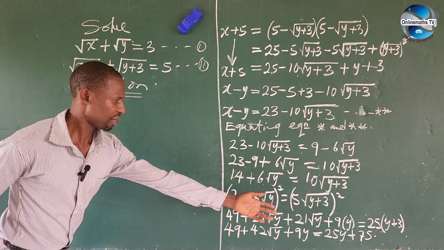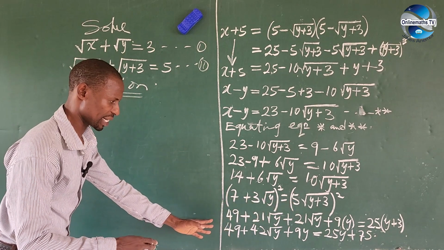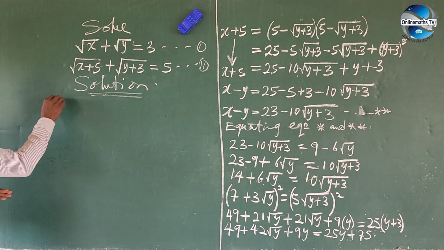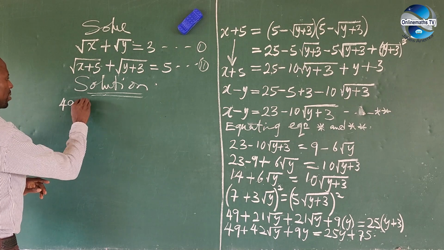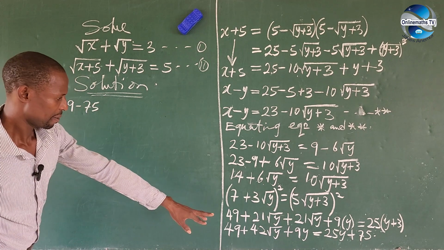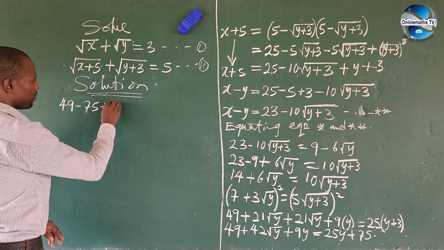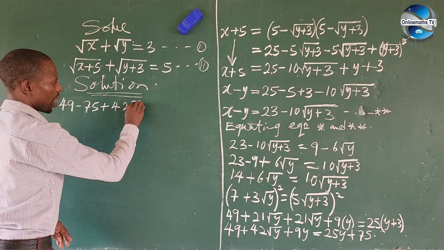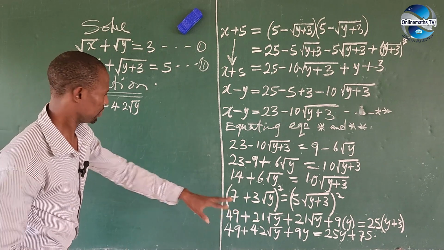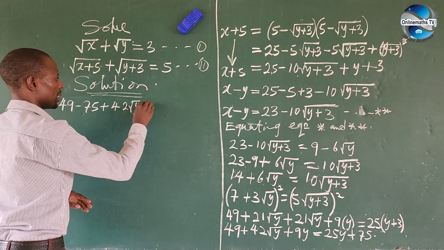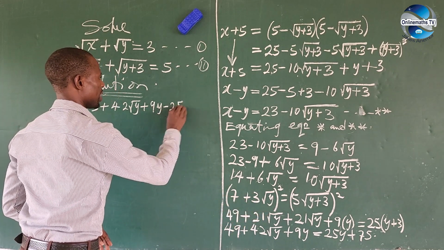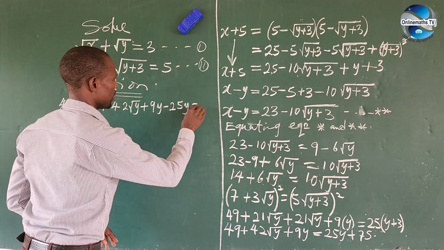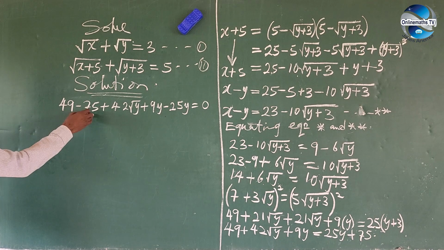All right, so from here, I want to carry all the terms on the right-hand side to the left-hand side. So if we do that, this will give us here 49, okay, which is our constant here, minus 75, okay, then plus our 42 root y. Okay, do we have any other root y? No. Then plus our 9y, then minus 25y, okay, equal to 0. So this from this will give us a minus 26, right?